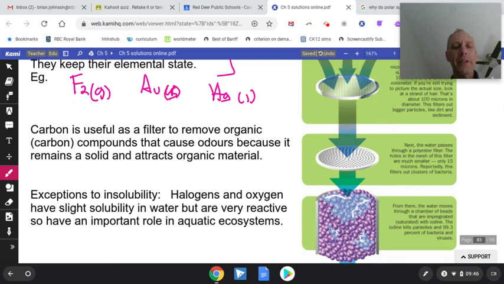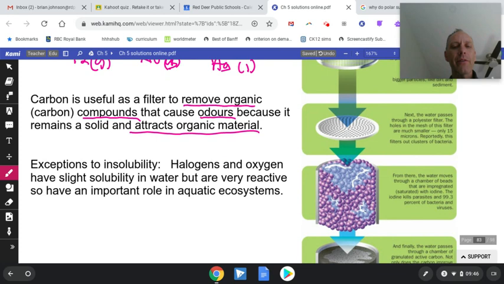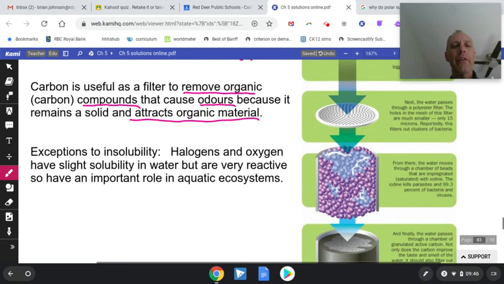Carbon is useful as a filter for removing organic compounds because carbon is considered organic. So any compounds that have an odor that are found in water can be removed with carbon because it attracts organic materials and organic odors from the water and absorbs them. So that's why a lot of filters are made of carbon. It doesn't dissolve, and it's good at removing other organic components.